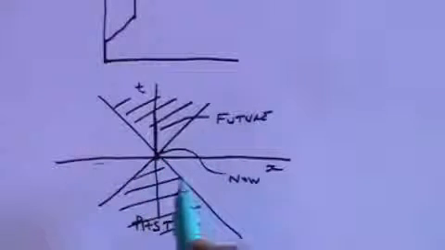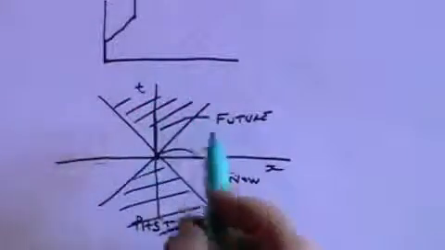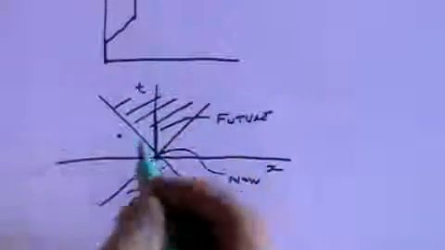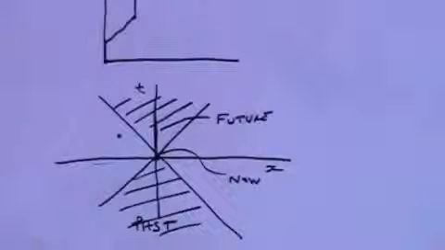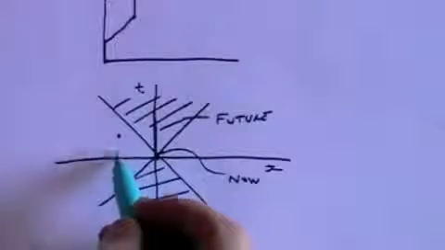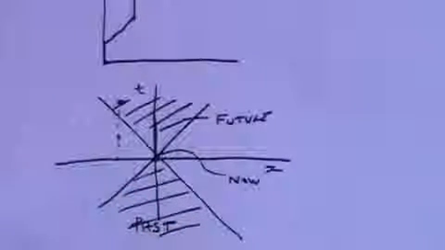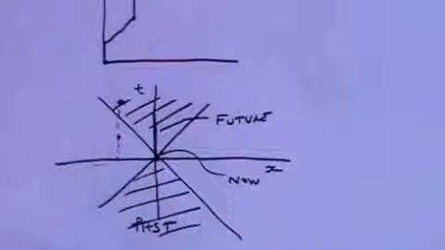And what we're saying is that for me, the future is this shaded area. This point here, I can never get to. It's a bit like saying I can't get to New York in 5 minutes' time. I can get to New York, but not in 5 minutes. I can get to this location in space here, but I can't get there that quickly because then I'd have to travel faster than the speed of light.